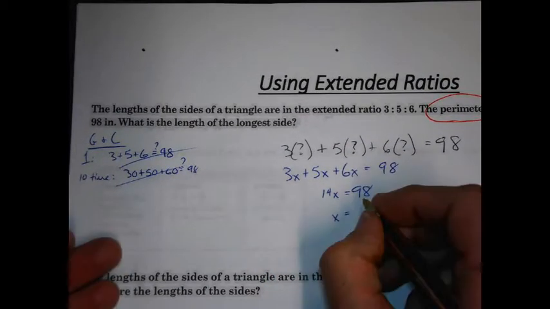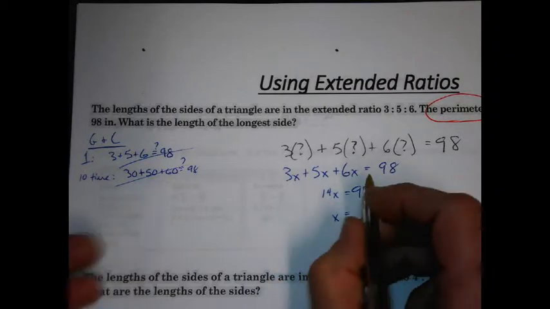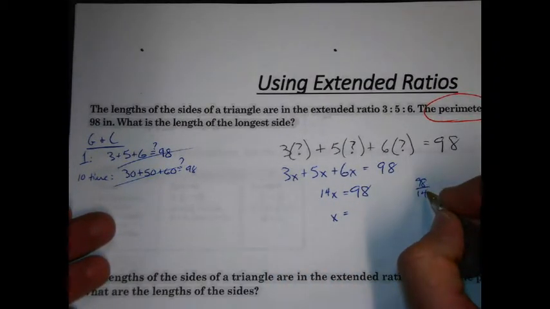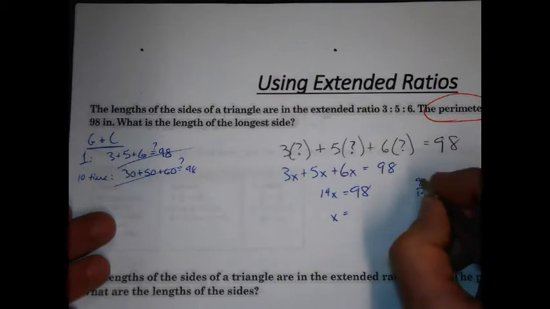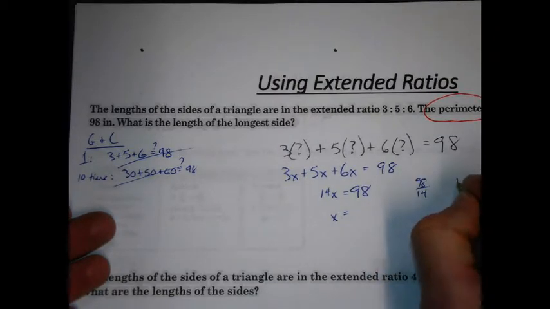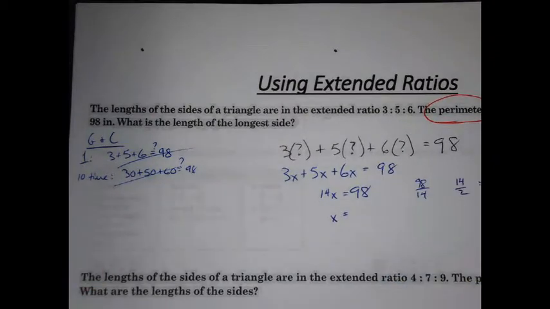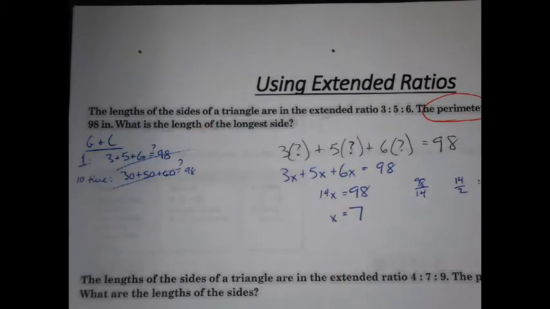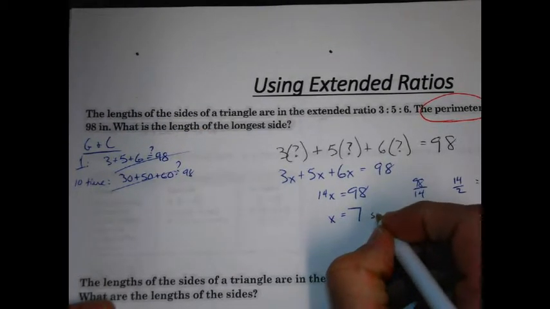How am I going to figure that out? Let's see. 98 divided by 14. Watch how I do this. Does 7 go into 98? Yes, it does. So 7 goes into 98 one time with the remainder of 2 over 2. Oh, it's 7. That's convenient. So x is 7. We figured that out. That just means the scale factor is 7.